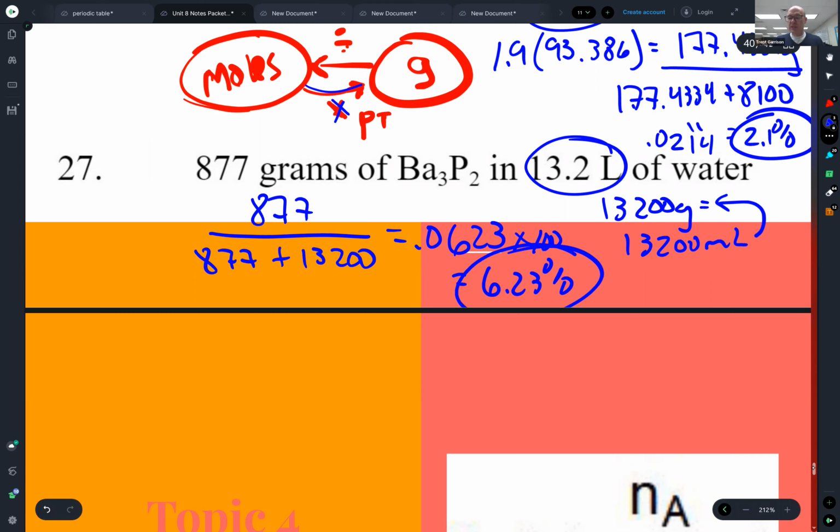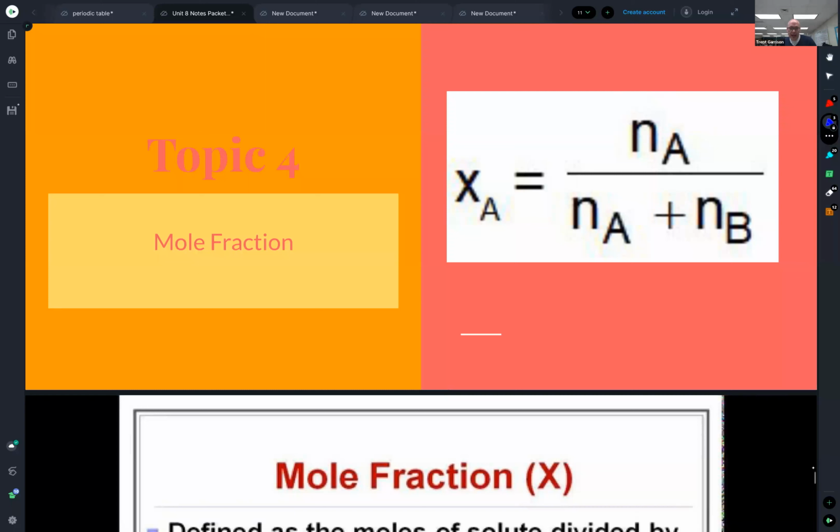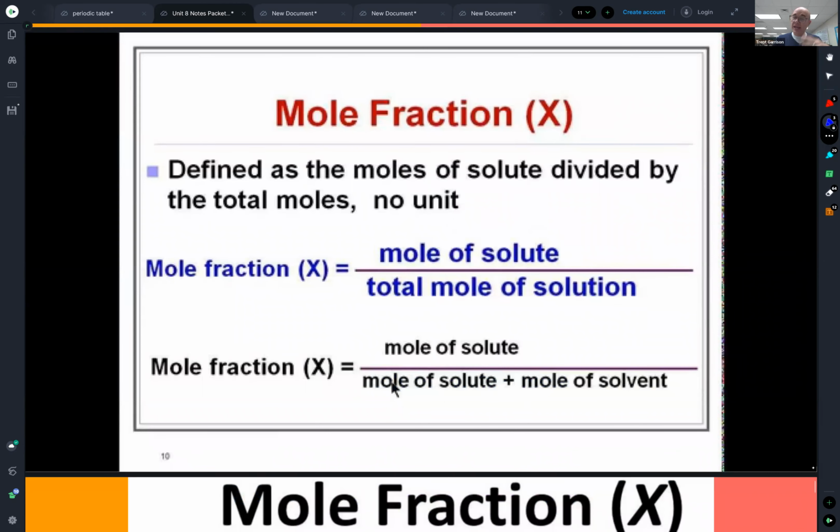Now, getting into the last formula, it is mole fraction. Mole fraction is the same exact formula, but instead of putting grams on top, grams on bottom, we put moles on top, moles on bottom. So here's the formula. It's the individual moles of solute divided by the total moles. Last time it was grams of solute divided by the total grams. So nothing has changed. It's just we're substituting moles for grams where we did on the first equation.